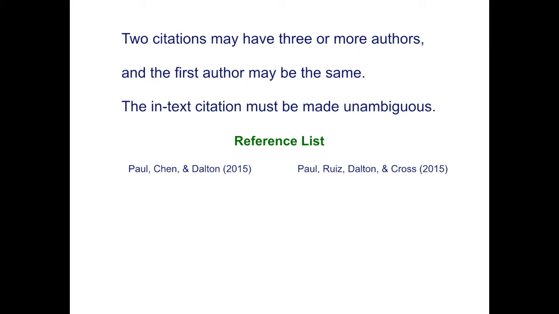In the reference list, we have Paul, Chen, and Dalton. And we also have Paul, Ruiz, Dalton, and Cross. Both of these citations are from 2015. So how do we differentiate these two citations? From what we just learned, both can be listed as Paul et al. 2015. However, we need to distinguish these. So how you do this is you add enough names after the lead author in order to distinguish the two articles.